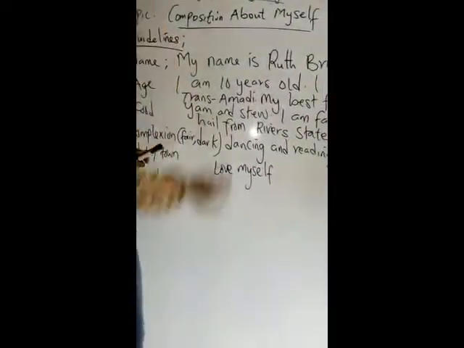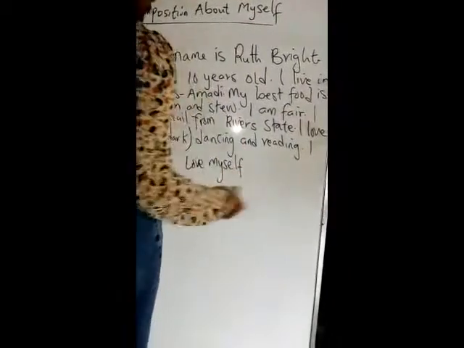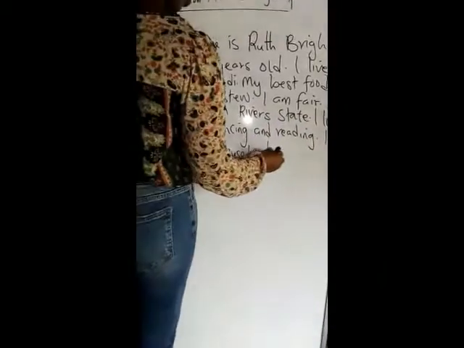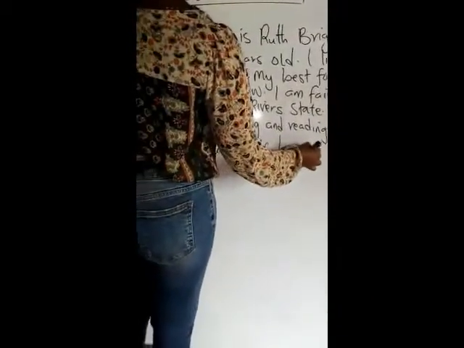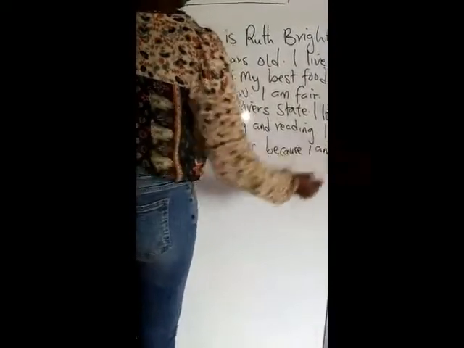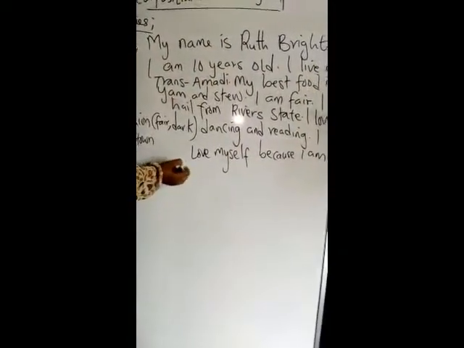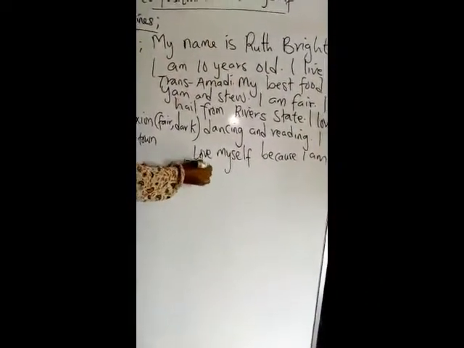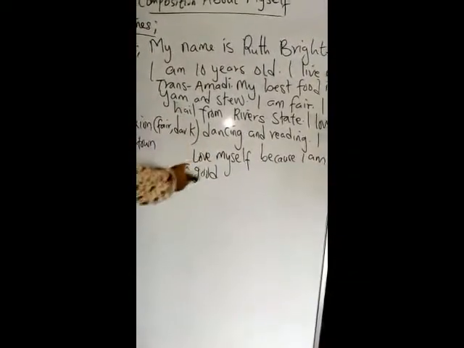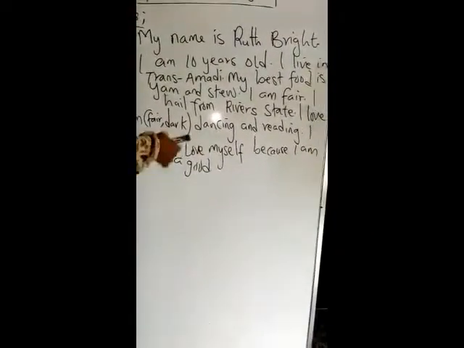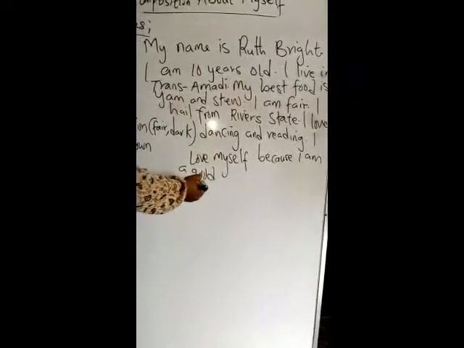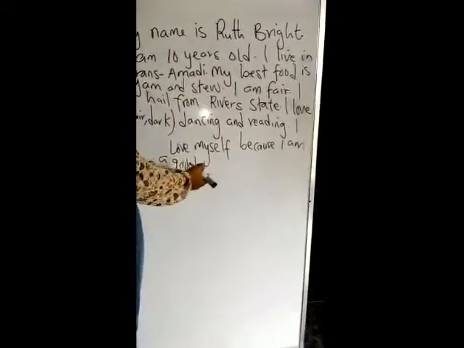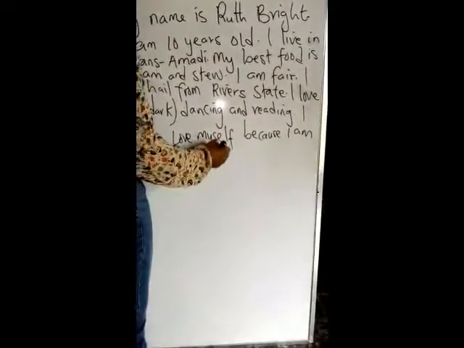Now if you want to conclude, if you want to finish, you want to end it, "I love myself because I am a good girl," or "because I am brilliant." Okay, "because I am a good child." If you're a boy, say "because I'm a good boy," or if you're a boy and a girl, you can just use child. Okay, "I love myself because I'm a good child." Let me use child.